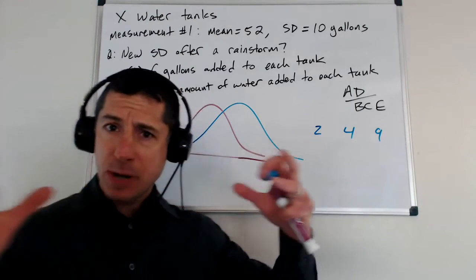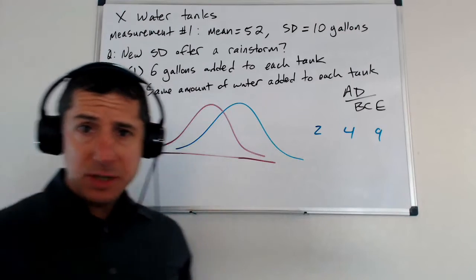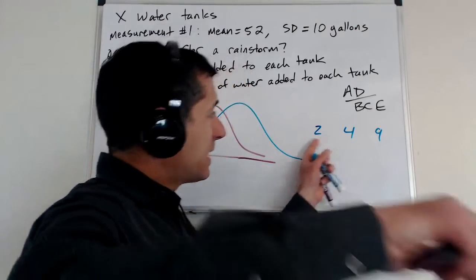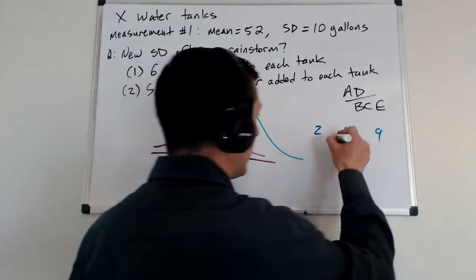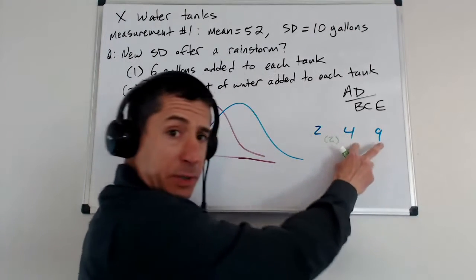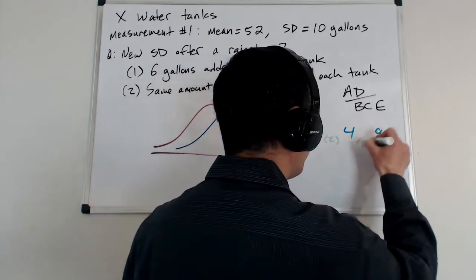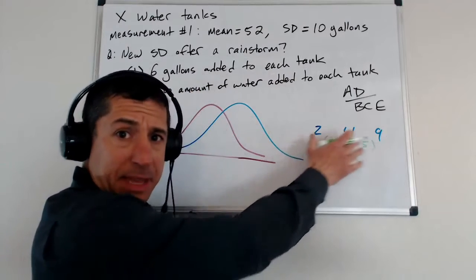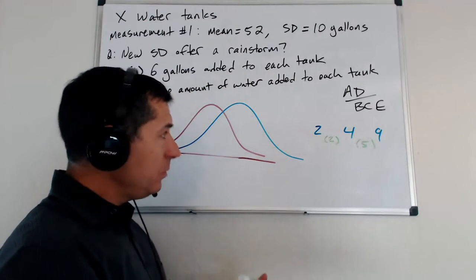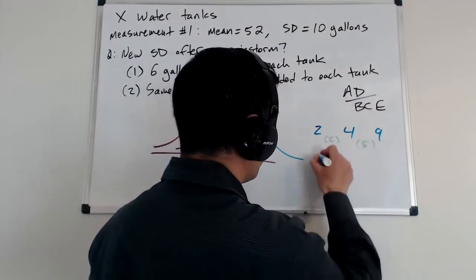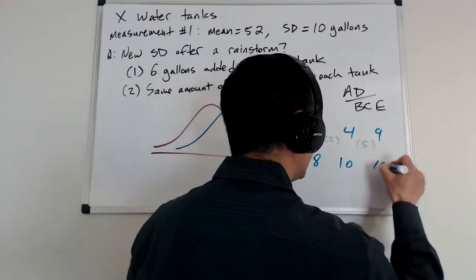We're measuring spread. So if this helps you intuitively, what's the difference between the first and the second number? That's 2. What's the difference between the second and the third? That's 5. What happens if I add the same thing to every number in the set? Well, now I have, let's say I add 6 to all of them. I've got 8, 10, and 15.